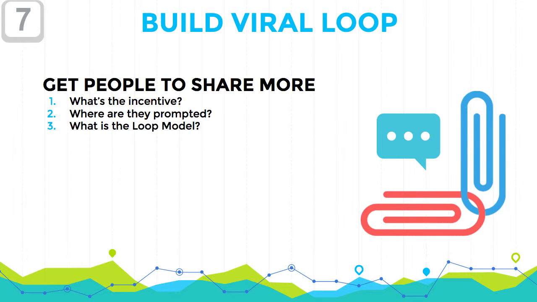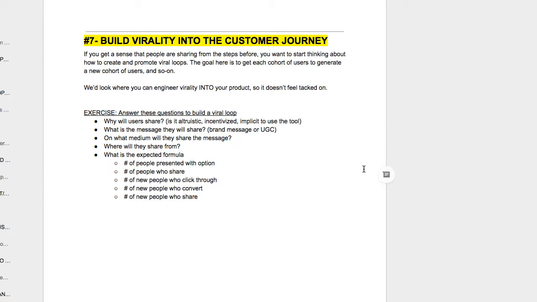The 7th step is to build a viral loop in order to get people to share more. In order to do this, we have to answer some questions. What is the incentive? Where are they prompted in my product? And what is the loop model? For every customer that I ask to share, how many people are actually going to share? How many new people are actually going to come in as a result of those shares? So the exercise for step 7 is to answer these questions.